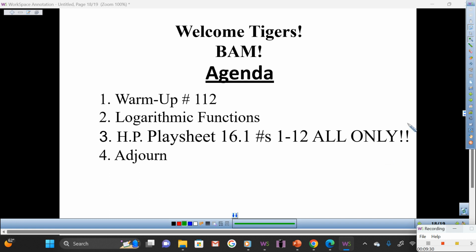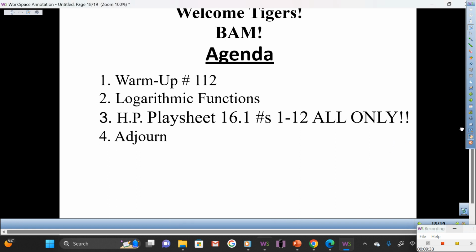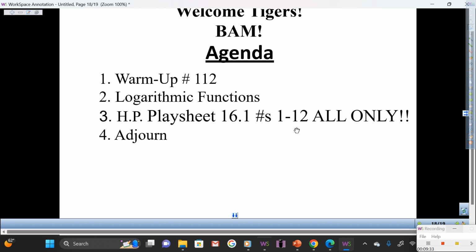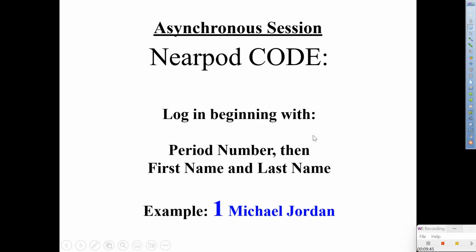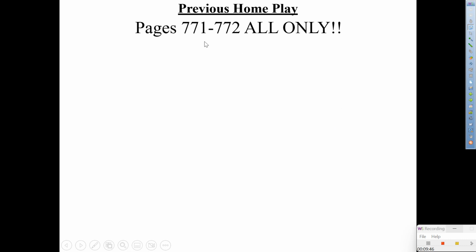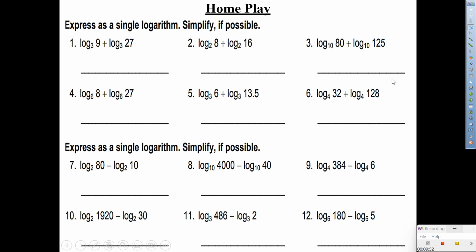Warm-up 112, logarithmic functions, and tonight's home plate, play sheet 16.1, numbers 1 through 12 only. It's already on Canvas, so make sure you go there to get your home plate for tonight. And once again, last night's was pages 771, 772, and also your signed screenshot. And that's tonight's, only 12 problems.